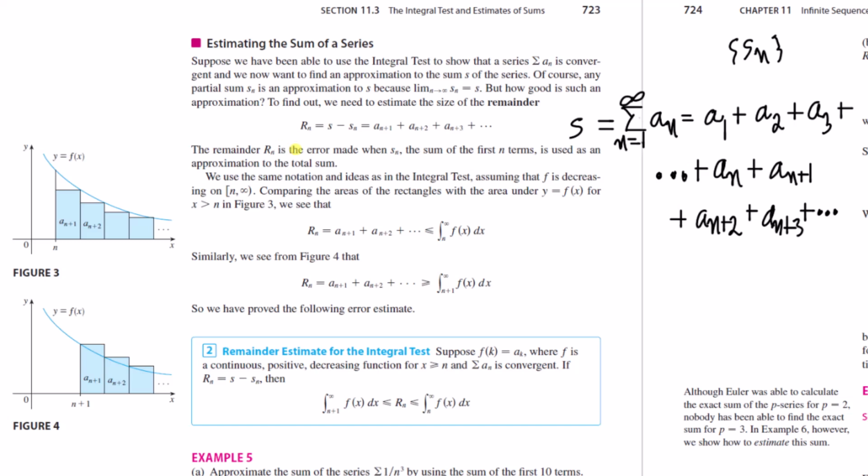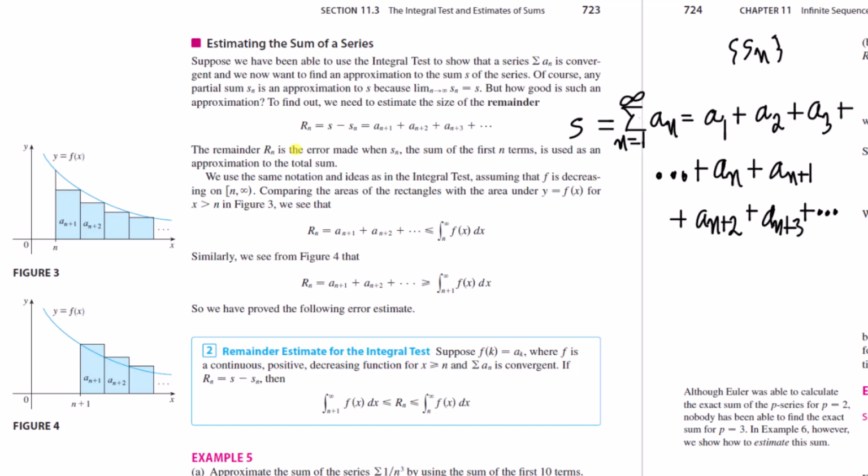R sub n is intimately associated with an S sub n in the same sense that an S sub n is intimately associated with an A sub n. R sub n corresponds to an S sub n. It's a function of the same n. So you would plug in n is equal to 500 into S sub n, and you get the sum of the first 500 terms.